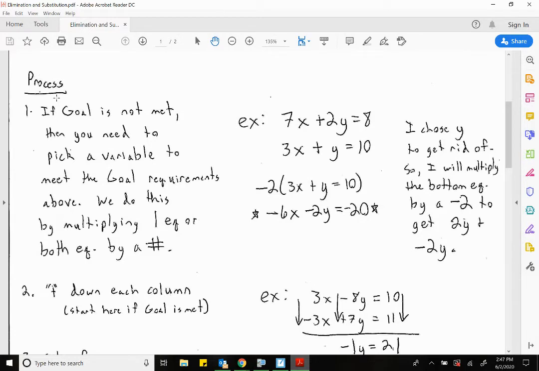That's why I call this a process and not step by step, because when the goal is not met, you have to make choices. I can't tell you what to do because it's all going to be about what you see and how you want to approach it, because there are an infinite amount of ways to solve this using elimination and an infinite amount of ways to solve it using substitution. Okay?